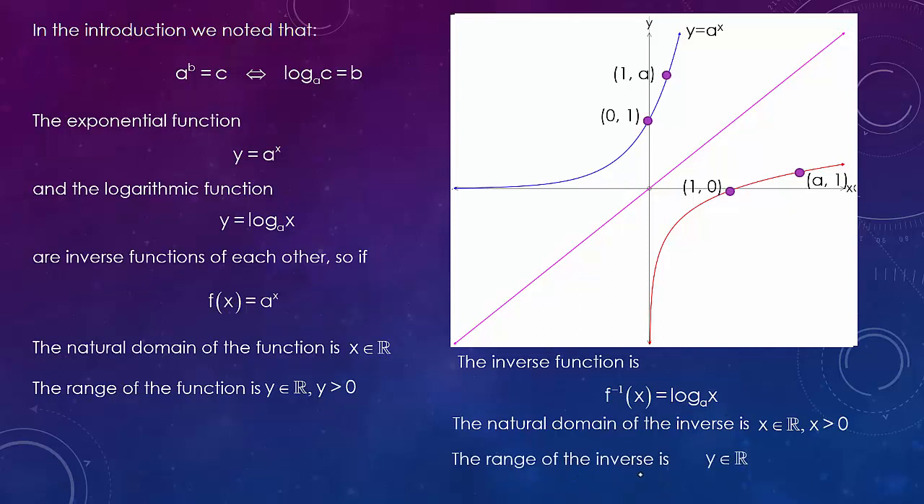The range of the inverse is y is reals, and we can see that's the same as the domain of the original function. So functions and their inverse always have this relationship that the domain of the function is the same as the range for the inverse, albeit that we change this to y because that's now the output, and the range of the function is the same as the domain of the inverse.